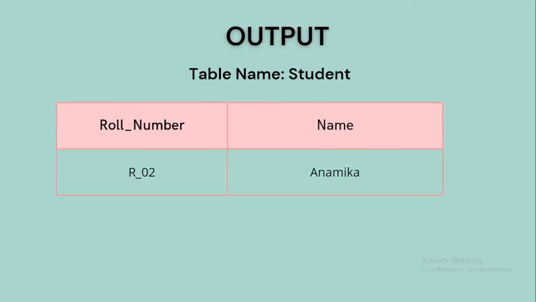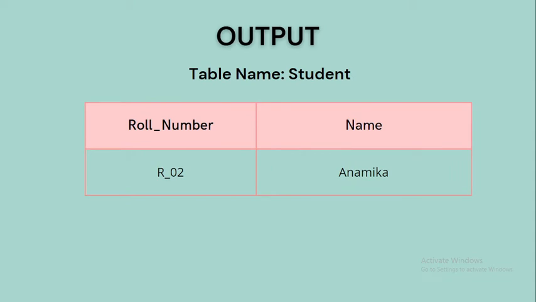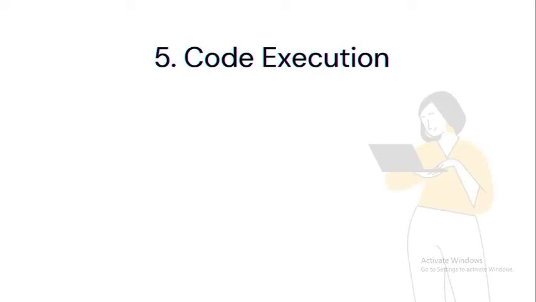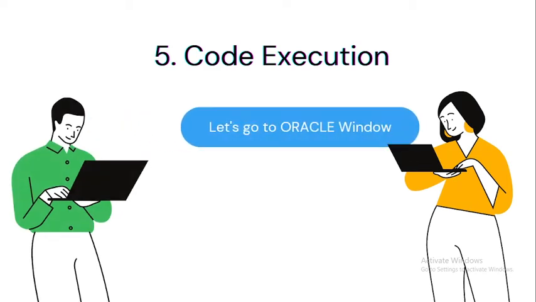So our output will be like this: we will be having only two columns and we'll be having only one row. So it is a case of selected columns and selected rows. So I hope all the four categories you understood with the example I have explained in this particular video. Now let's go for code execution.